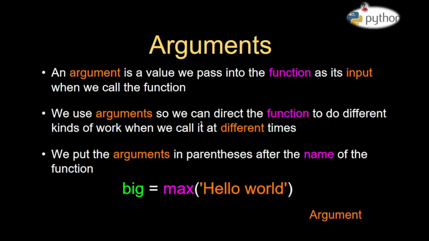So we use arguments so we can direct the function to do different kinds of work when we call the function. We put the arguments in parentheses after the name of the function when we call it.